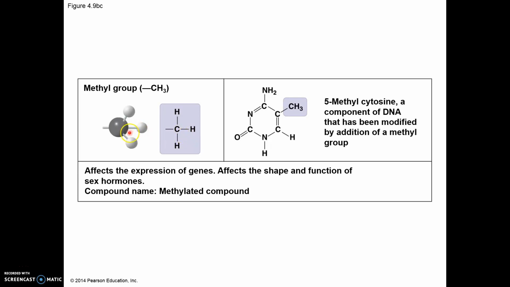All right, methyl group is just a carbon with 3 hydrogens. We can use this to add a more hydrophobic character onto something. So we can also add it on as part of the process of building longer and longer carbon chains. Methylation has a big impact on genes and how genes are expressed. We'll get into that much later.